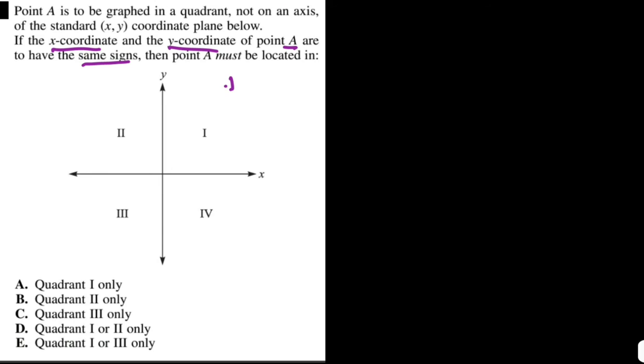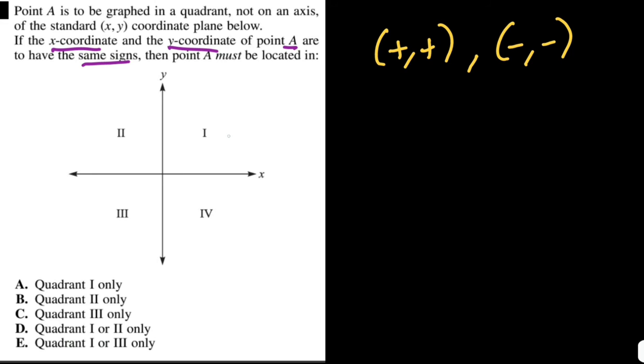So that means could be positive, positive, or negative, negative. Okay, positive, positive, then negative, negative. Now let's take a look at the coordinate plane here, and we have 4 quadrants.